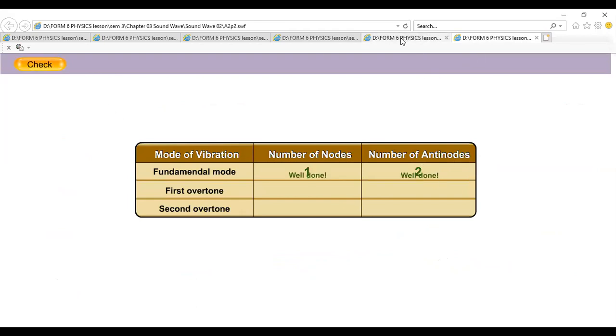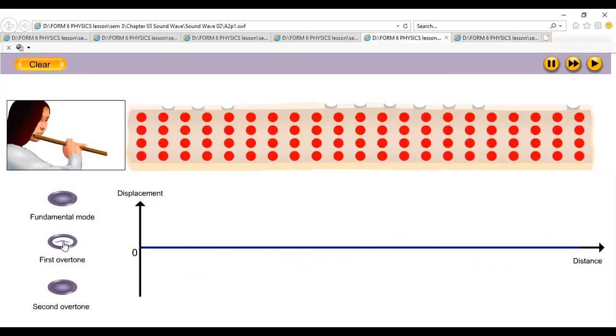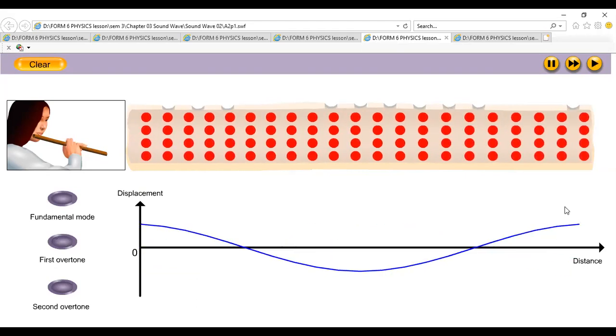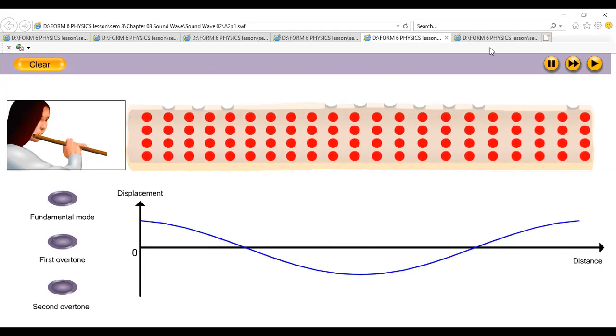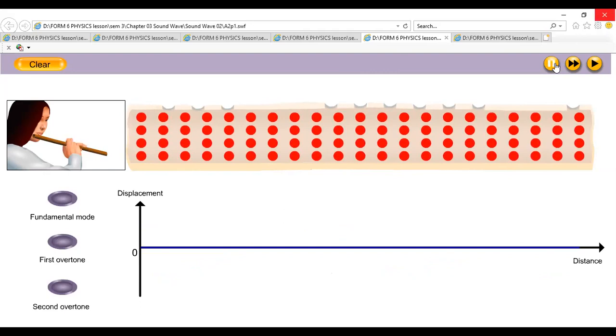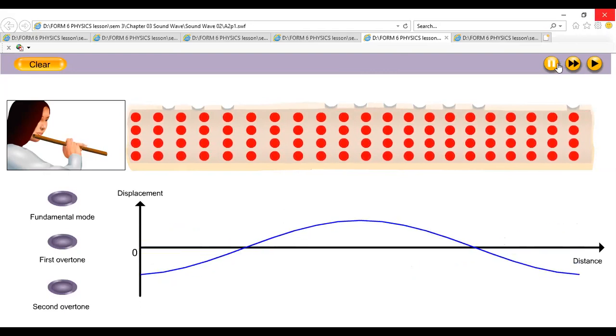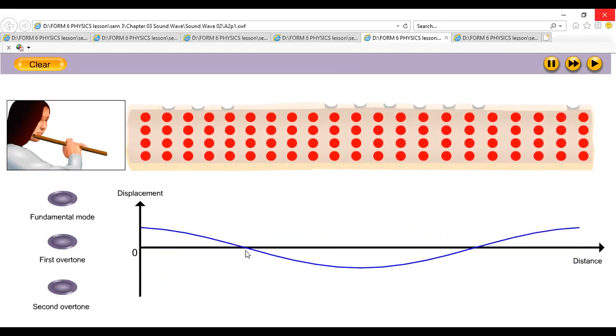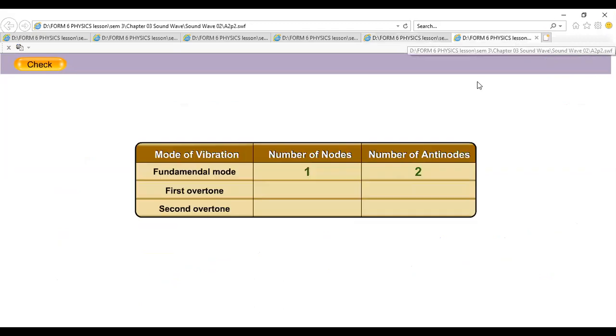Okay. For the first overtone, there will be 1 node, 2 nodes, and 1 antinode. Sorry, 1 node, 2 nodes, 1 antinode, 2 antinodes, and 3 antinodes. So this means it will be 2 nodes and 3 antinodes.